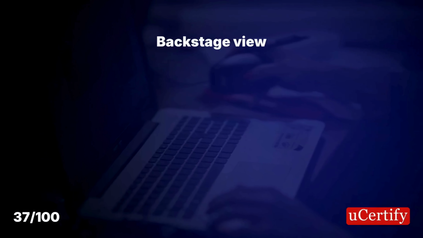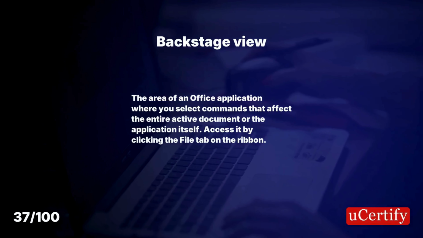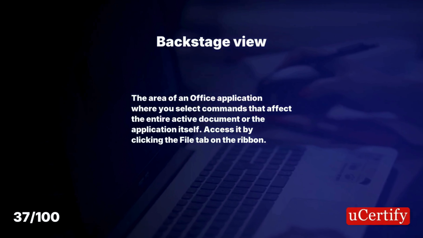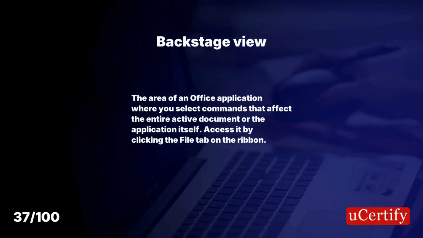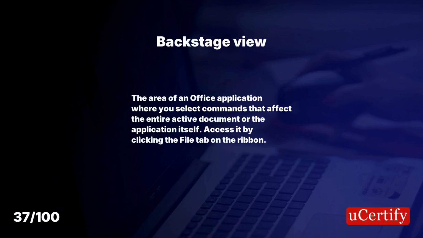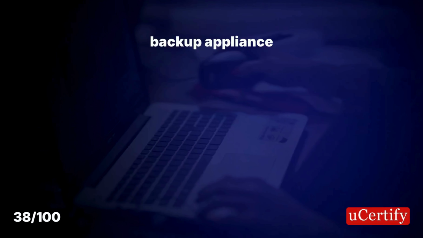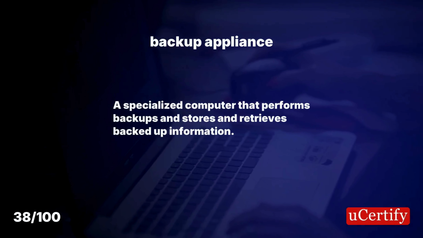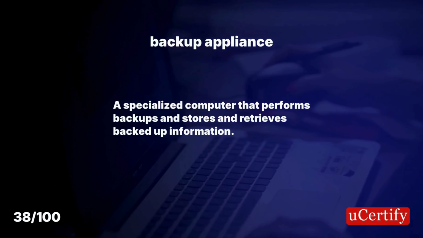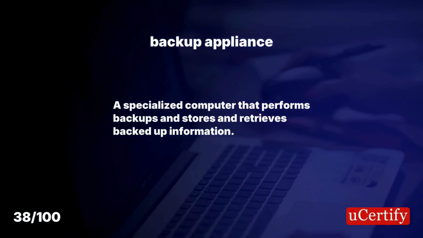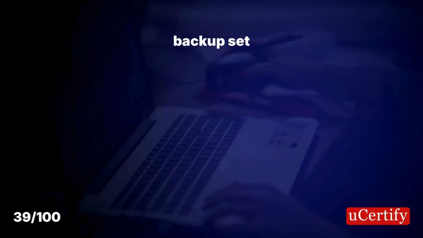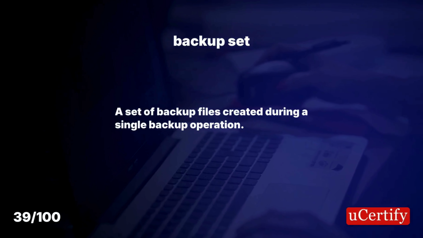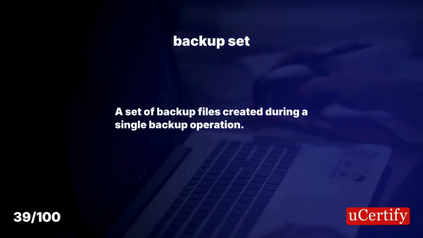Term: backstage view. Definition: the area of an Office application where you select commands that affect the entire active document or the application itself. Access it by clicking the File tab on the ribbon. Term: backup appliance. Definition: a specialized computer that performs backups and stores and retrieves backed up information. Term: backup set. Definition: a set of backup files created during a single backup operation.